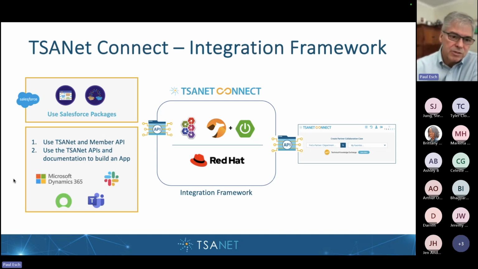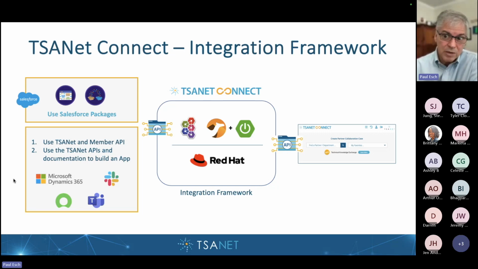I would say Microsoft Dynamics will be the second system that we integrate to, and we've already got a couple members that we're working with on that. But we certainly see this being, once we get one or two of these here, easy to work with members and help them create those apps, or create those apps for them, or contract those apps to be created. So this is really where we see the future going with TSANet Connect.